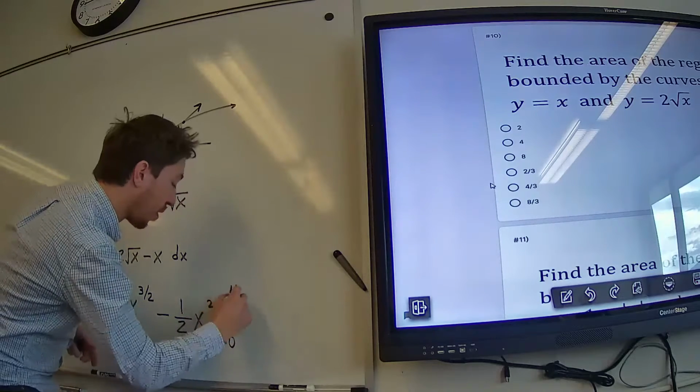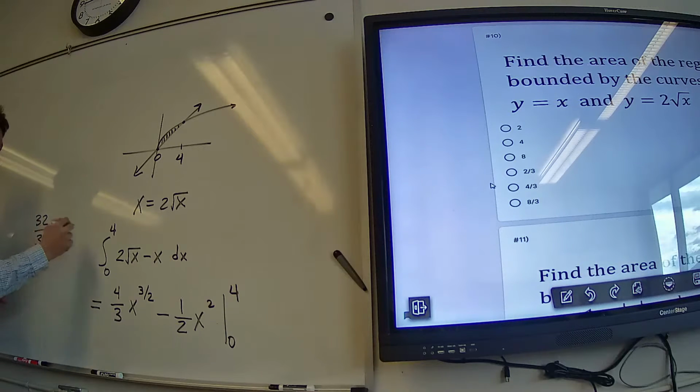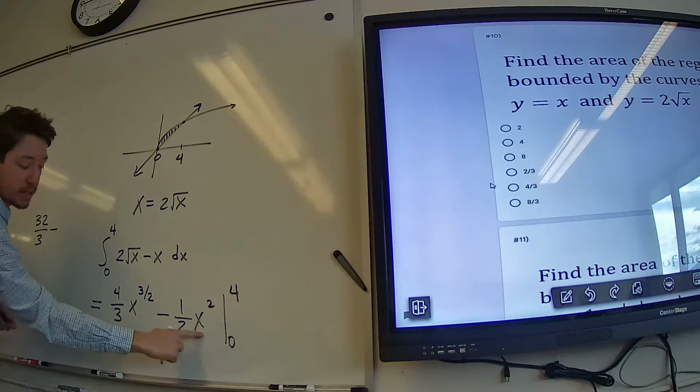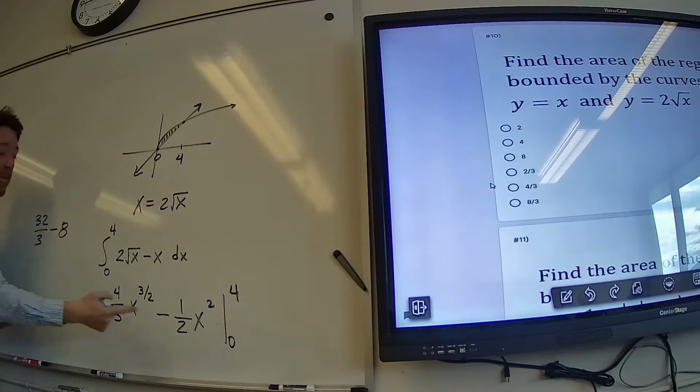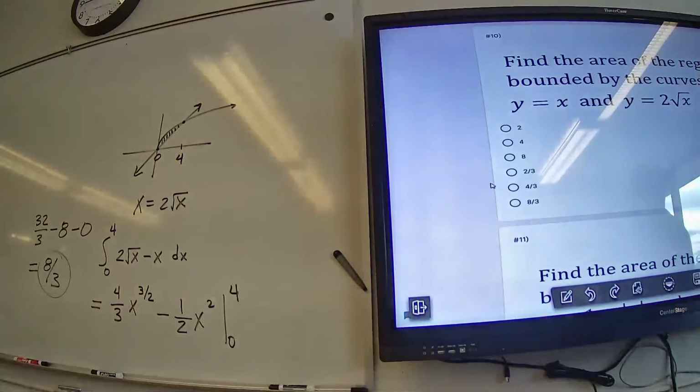Okay, we're going from 0 to 4. So plugging in the 4, what's 4 to the 3 halves power? It's 8. 8 times 4/3 would be 32/3 minus, plug 4 in here, 16 times 1/2 is 8. And then when you plug in the 0, you just get nothing. So this is what this comes out to be. And let's see, 32/3 minus 24/3 makes 8/3. There's your answer, 8/3.